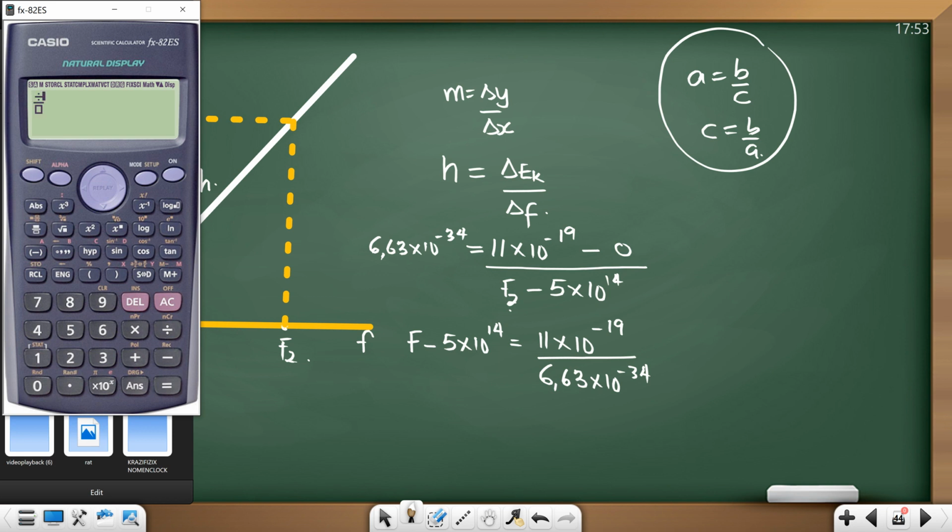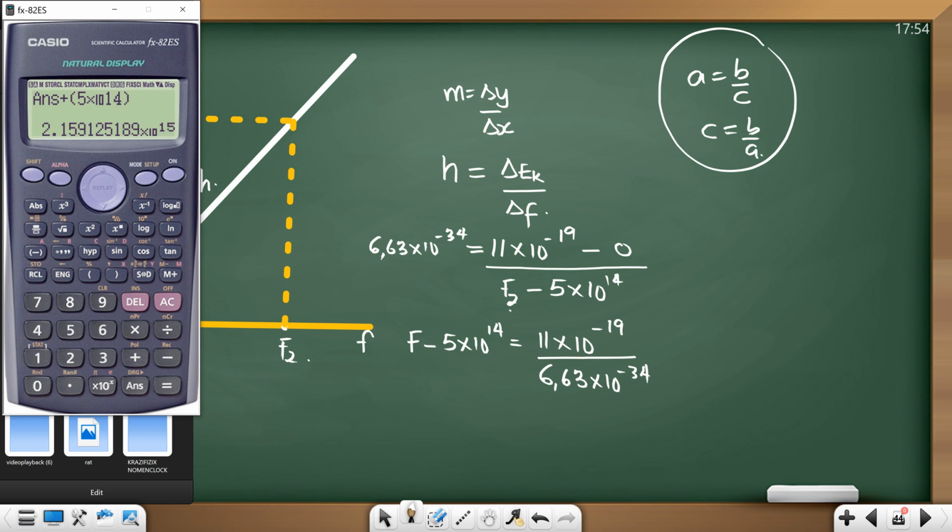If you start using this button, you are looking for trouble. So we use this one. So what do we have? 11 times 10 to the power negative 19 minus 0, if you want to waste your time, divided by 6,63 times 10 to the power negative 34. That will give us that. But we need to take that one to the other side, and it becomes positive. Plus, I'll do that. 5 times 10 to the power of 14. Let's check our answer.